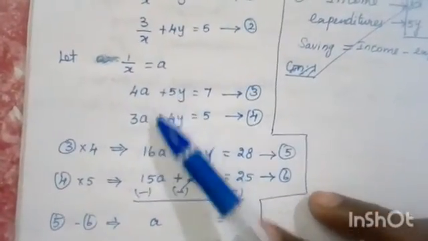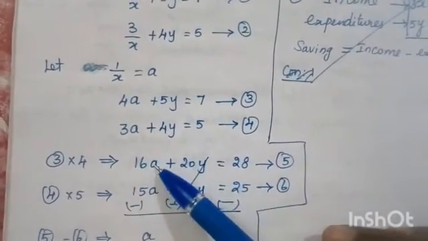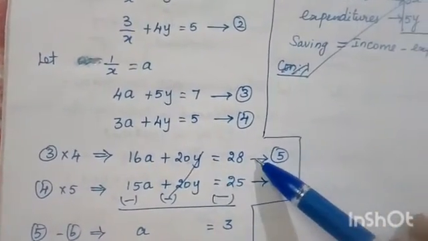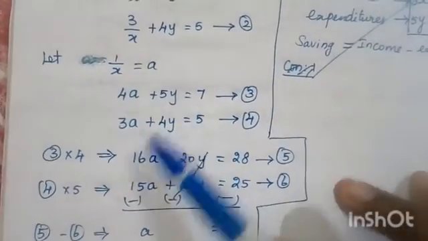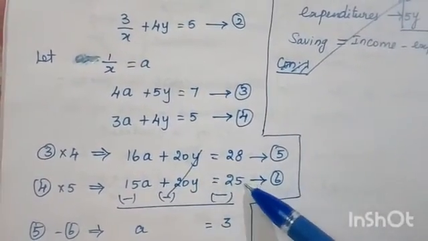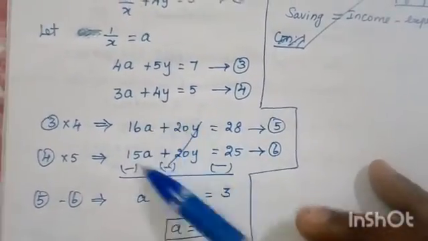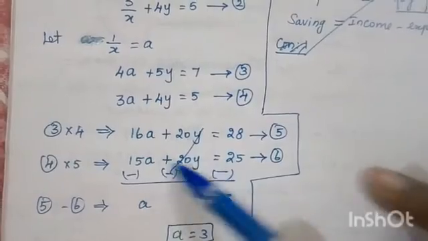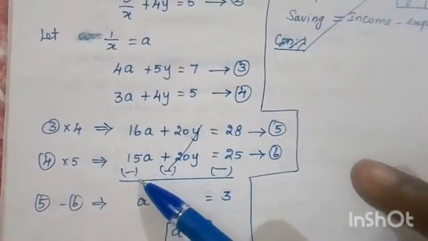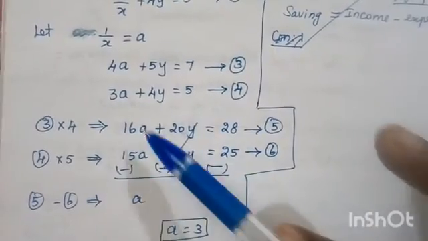Now we have to eliminate a or y. So third equation multiply by 4. So that is 16a plus 20y equal to 28. Fourth equation multiply by 5. So 15a plus 20y equal to 25. Now you have to subtract these equations 5 and 6. The second equation's sign gets changed. So now these two cancel.